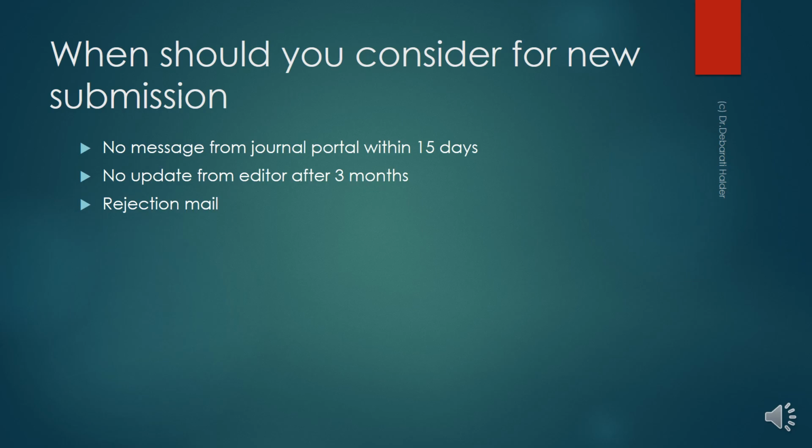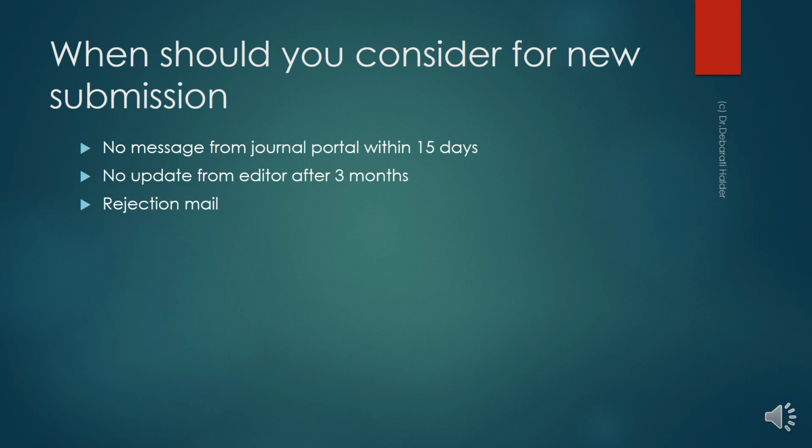Next comes the question, when should a researcher consider a new submission? For example, a researcher has submitted a research paper to a journal, and the researcher has not received any information, or the researcher has received some information but it is not positive. In such cases, the researcher needs to wait for a minimum of 15 days if he or she does not get any message from the journal portal regarding the acceptance of the research proposal or regarding acceptance to the portal of that particular journal.